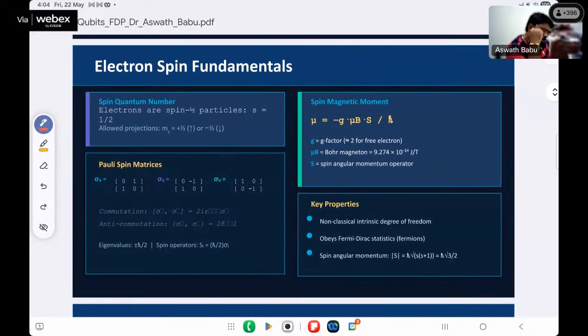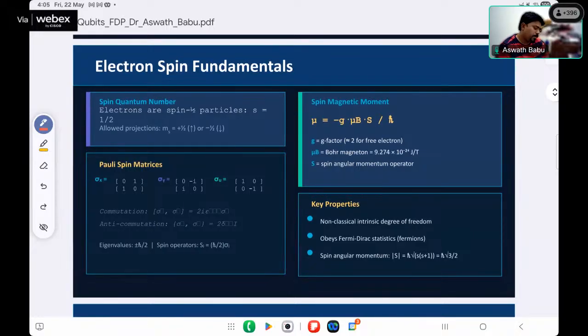Okay, electron spin fundamentals. Spin, if I have to represent it on paper, as we see, there is an up spin and there is a down spin. In fact, we associate some quantum numbers with the up spin and the down spin, which is represented as the spin quantum number, m_s.